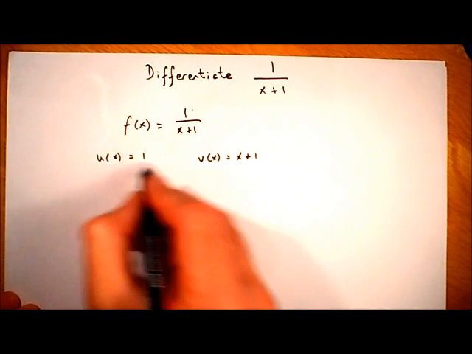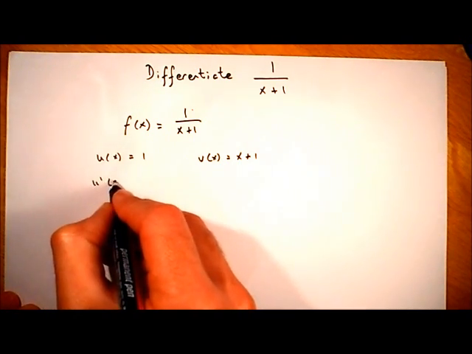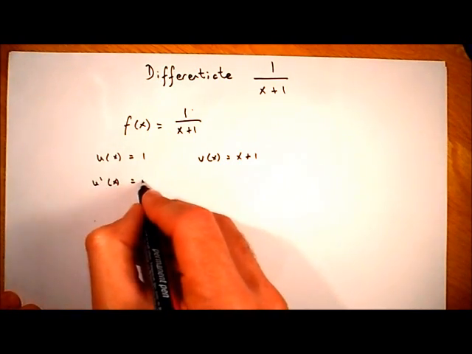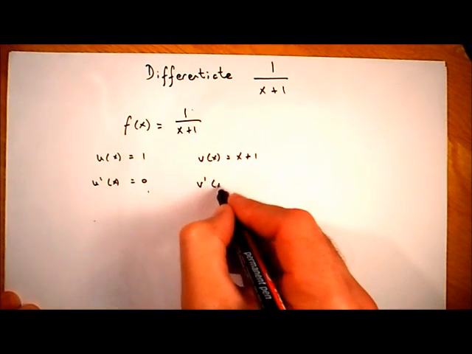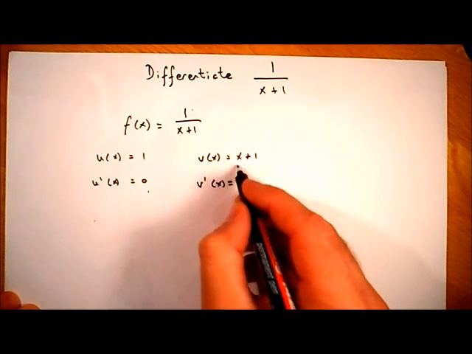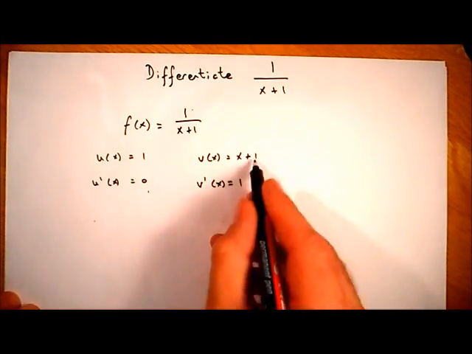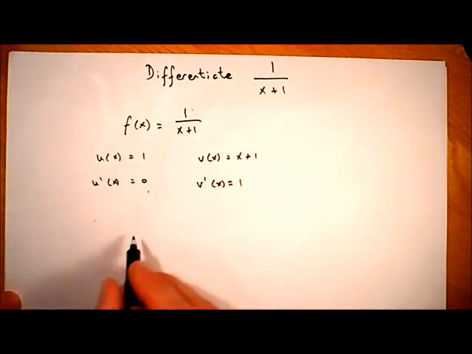So now I'm going to differentiate these two things. So I have u dash x is equal to, we'll differentiate 1 and I actually get 0. It's a constant, so when I differentiate it I get 0. v dash x is equal to, differentiate x, I get 1, differentiate a constant, I get 0. So differentiate this whole thing and I get 1.